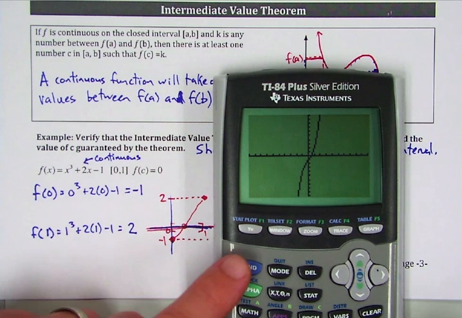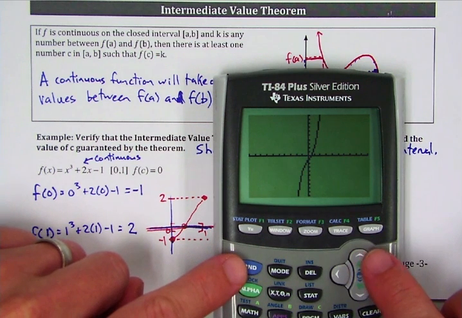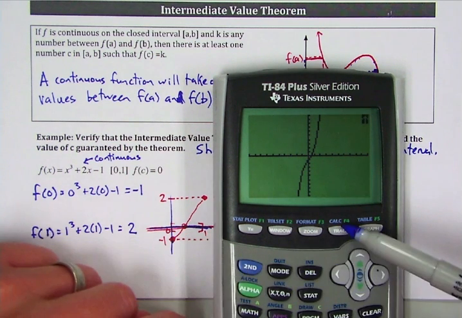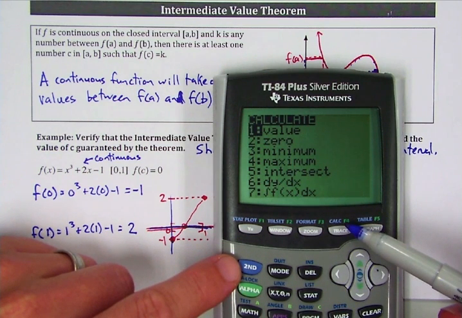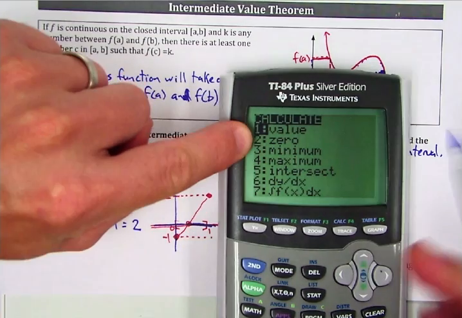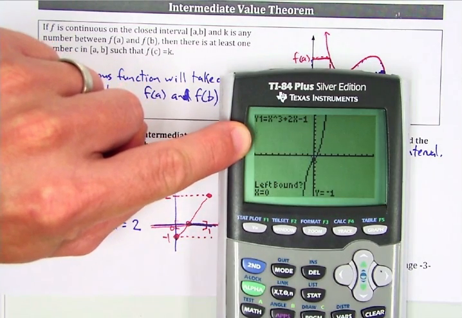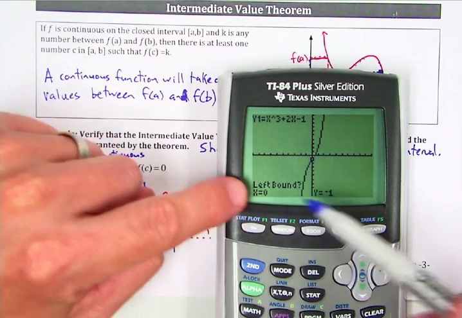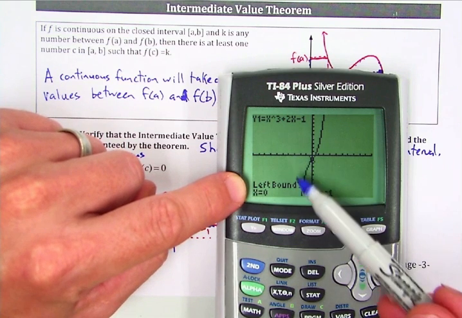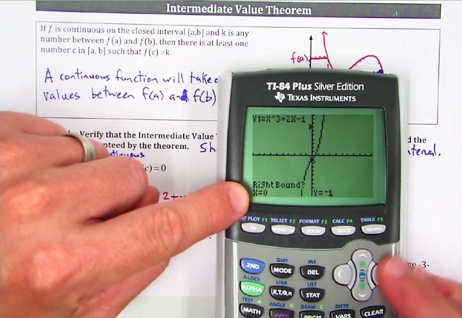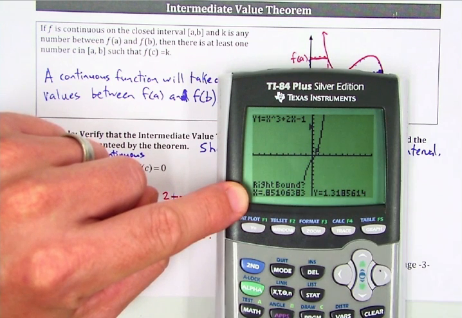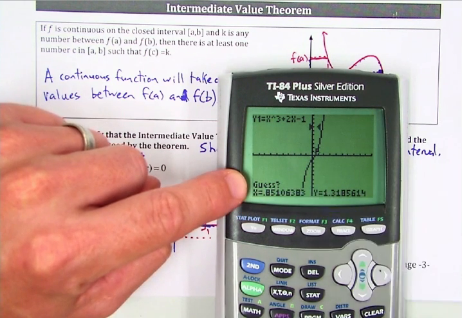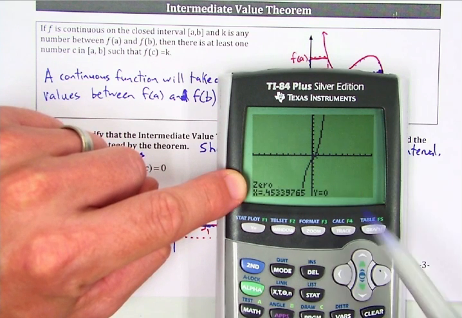Now to be able to find the 0 on your calculator, you're going to go second and calculate. So second calc. And then you're going to select 2, which is zero. Now it says, what's the left bound? So we want to go to the left of the 0, and so we're already there. And then the right bound, just anywhere to the right of it. And then it asks us to guess. So we're just going to put our cursor close, and hit enter.